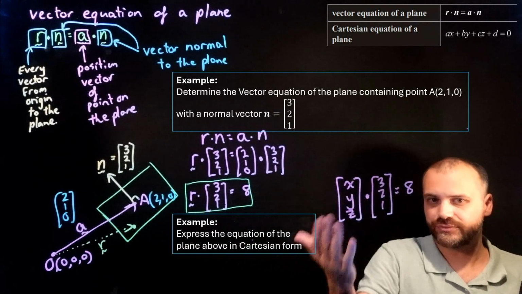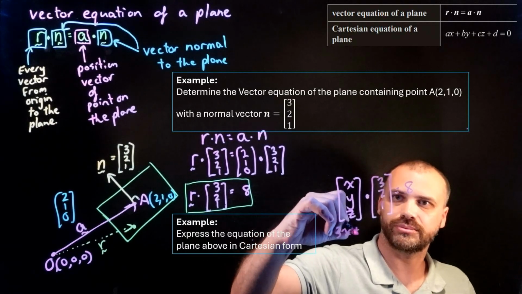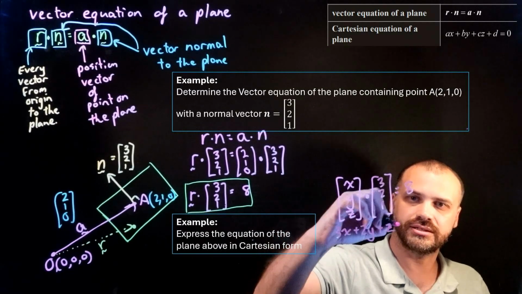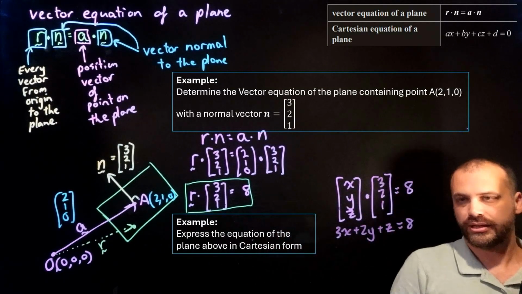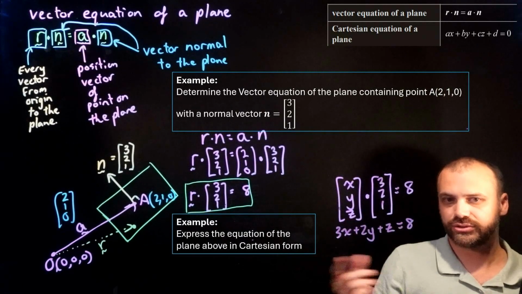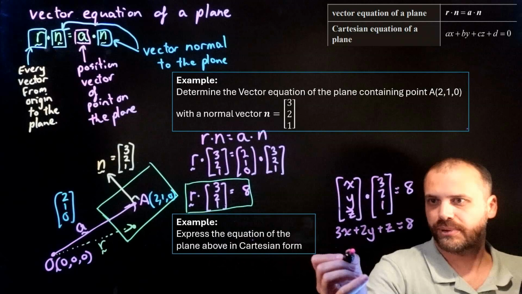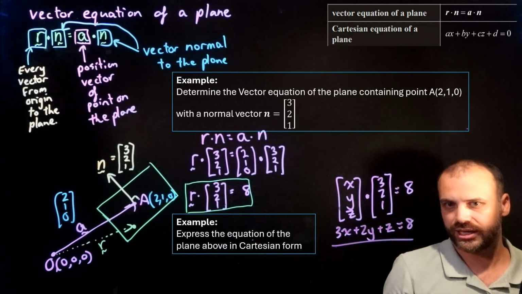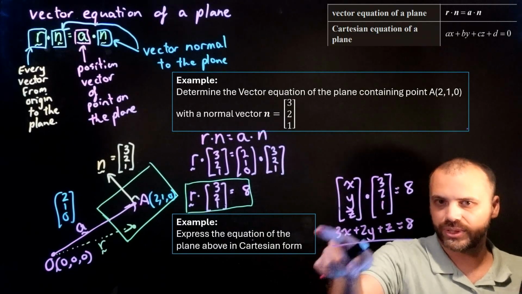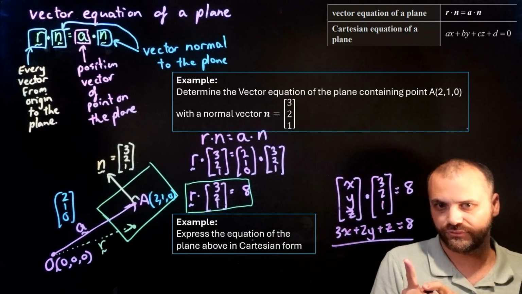You might be looking at it going, yeah, but what did that fix? Well, now I can do the dot product. I can say 3x plus 2y plus 1z, or just z, equals 8. Now, this is a perfectly good equation of a plane. You can see it's being expressed here as 3x plus 2y plus z minus 8 equals 0. But everyone would accept this. This is an excellent answer. We're going to stay here: 3x plus 2y plus z equals 8. There we are. We've expressed the equation of the plane in Cartesian form.